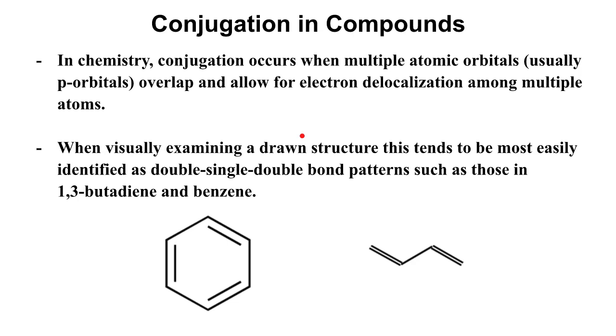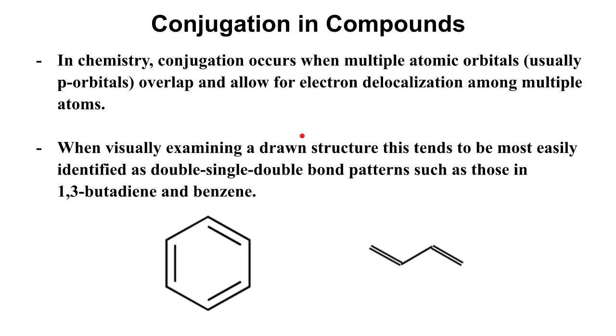multiple atomic orbitals that are overlapping with one another. Usually, most of the time, especially in organic, we're going to be talking about p orbitals. Now, it is possible with d orbitals and things like that. However, p orbitals are the most common when we're talking about pi bonds, especially in organic, because carbon can only use p orbitals. It's not going to have d orbitals.